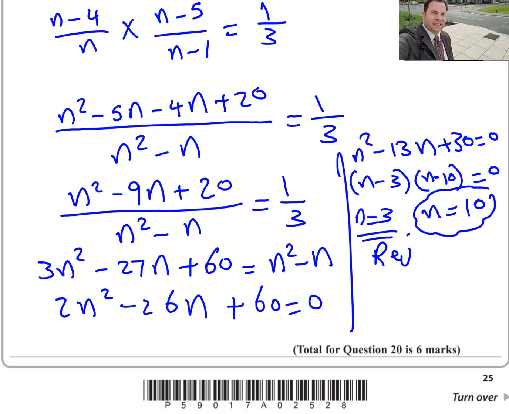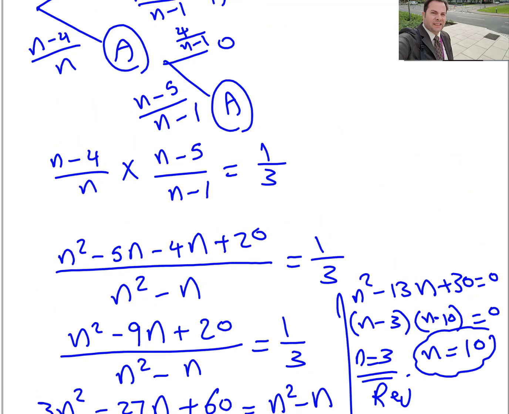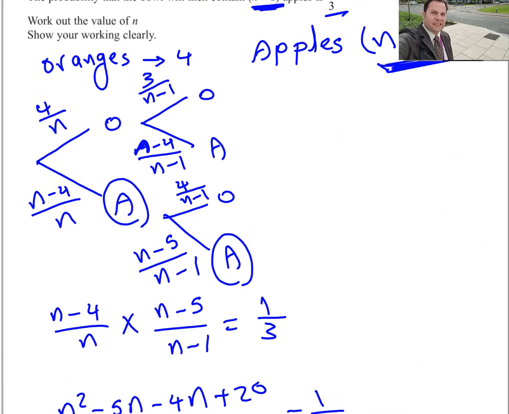Why is this value rejected? Because here the number of apples is n minus 4. If n is 3, 3 minus 4 will be negative 1, but the number of apples has to be positive. So the value of n is equal to 10.